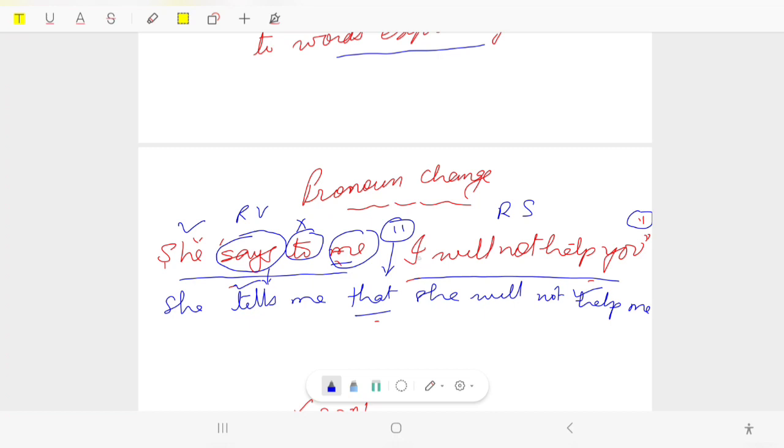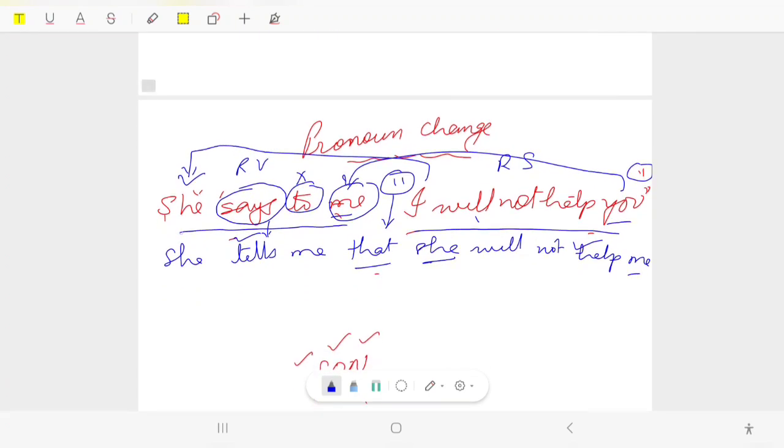How has it been changed? "I" has become "she". "Will" stays as it is, "not help" too. "You" is second person and "you" has become "me". How are we changing these? Have a look at this. This part, again, which is outside the inverted commas, we can say like this: she says to me. This one is the subject, this one is the verb, and this one is the object.